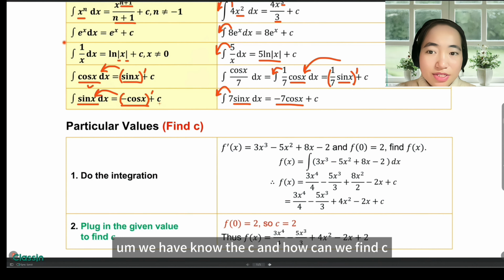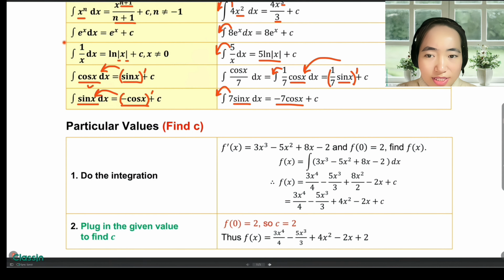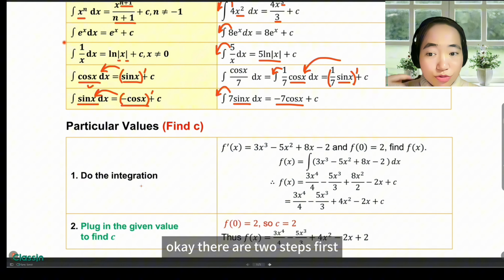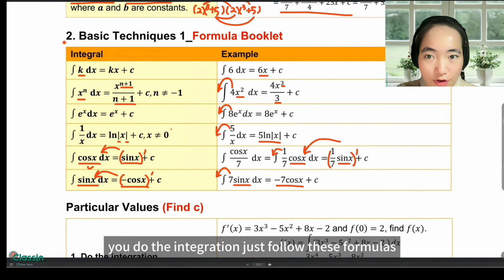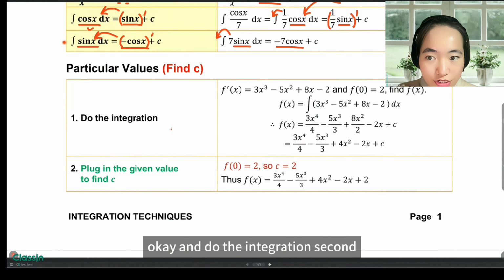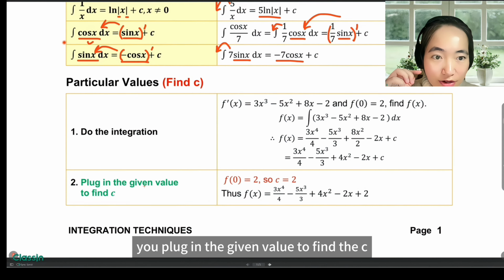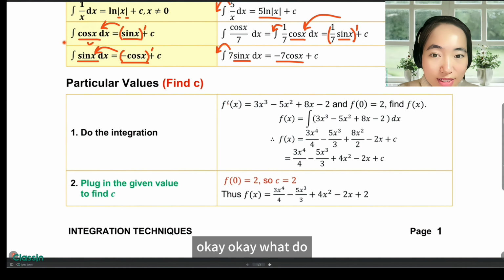Next, we have to know the c. Then how can we find c? It will be to find the particular values. Okay, there will be 2 steps. First, you do the integration. Just follow these formulas, and do the integration. Second, you plug in the given value to find the c. Okay, what do I mean?